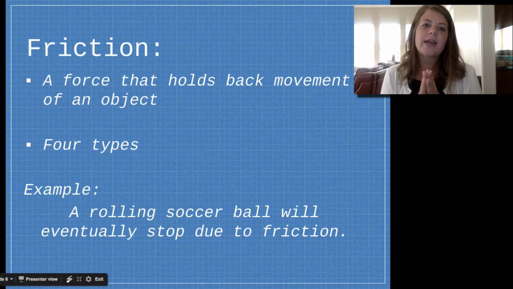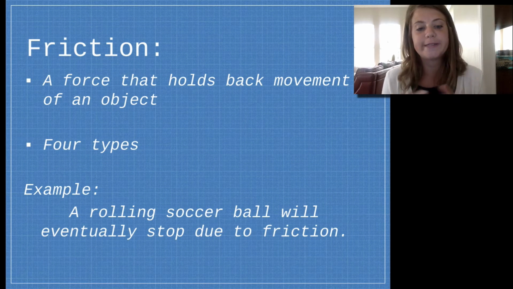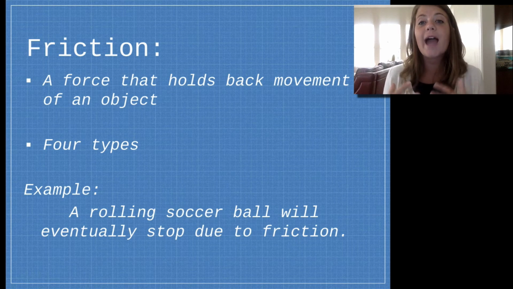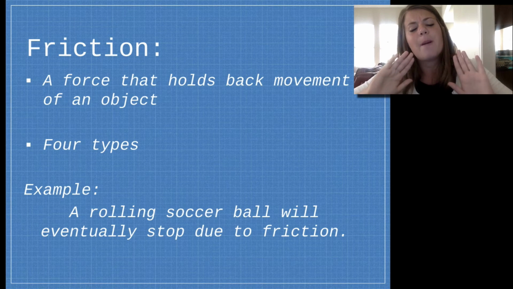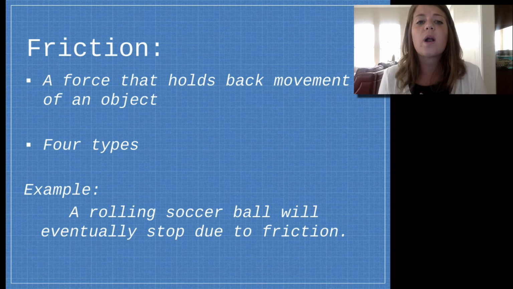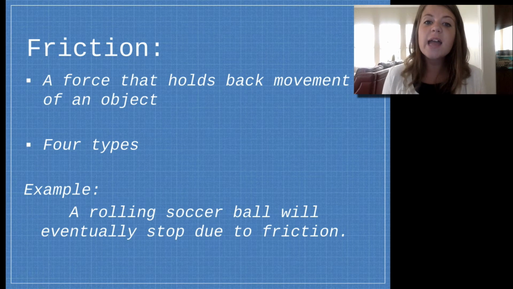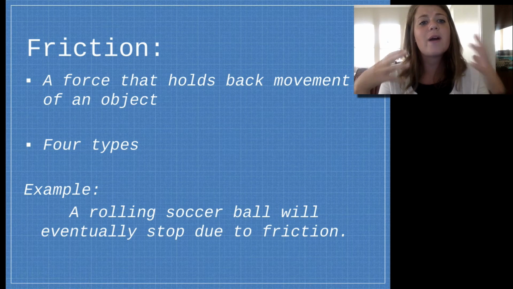So objects in daily life and just all around us are always going to encounter a couple forces. And one of these forces is called friction. Friction is a force that's going to hold back the movement of an object. So if you've ever tried to push a box that's real heavy, or if you tried to swim through mud, you're encountering this thing called friction. There's 4 different types that we're going to look at. But before we do, just kind of an idea of what friction might be.